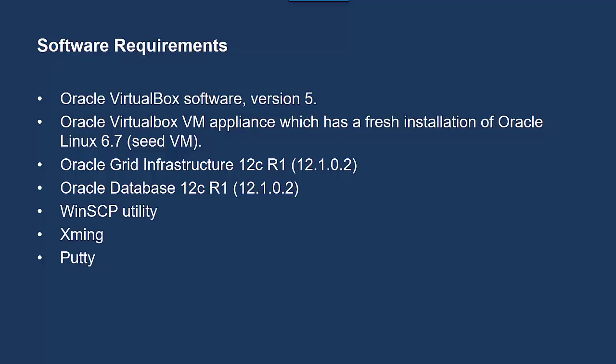To implement this tutorial, you need the following software: Oracle VirtualBox software, version 5, and an Oracle VirtualBox VM appliance, which has a fresh installation of Oracle Linux 6.7. I call it here the seed virtual machine. Also, you need Oracle Grid Infrastructure, version 12c Release 1, and Oracle Database 12c Release 1. Also, you need the WinSCP utility, Xming, and PuTTY. You can download them all from the internet.